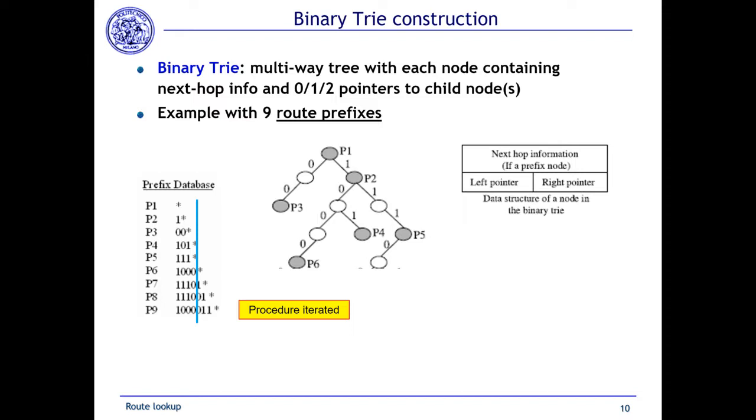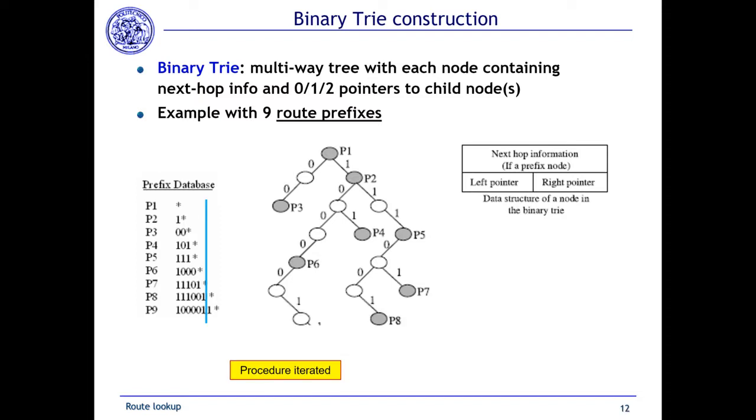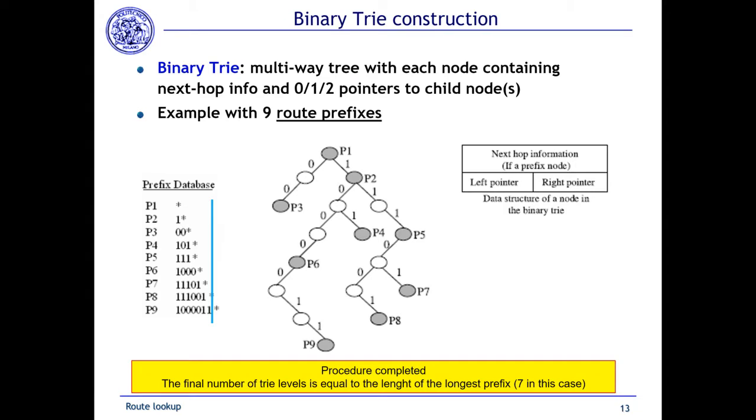So here we go on. On this part we stop. Here we find another node, P6, P5. Then we go on another level. These are the nodes that are added. Another step again. And this is the last. Okay. The last node that is added is this P9. And the procedure stops when we have inspected the longest prefix that is in the table.